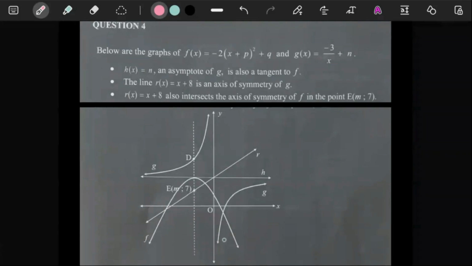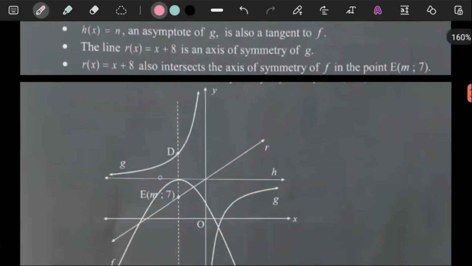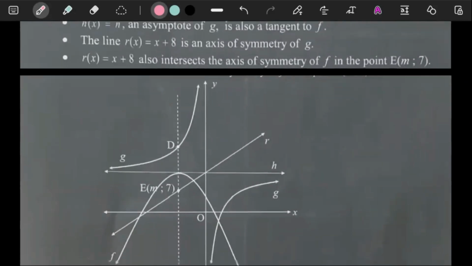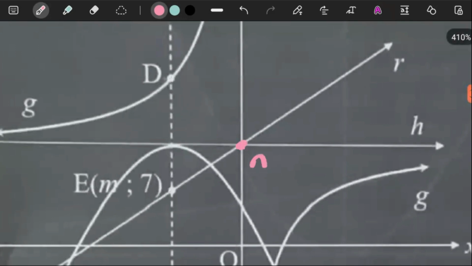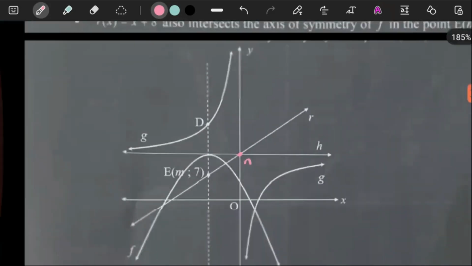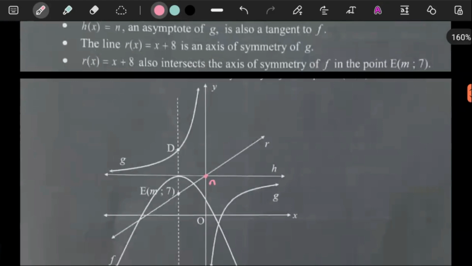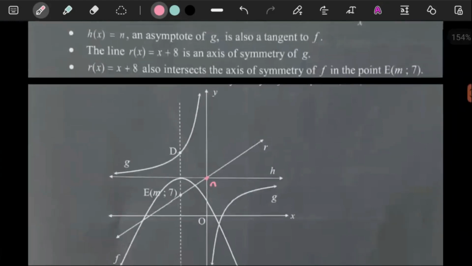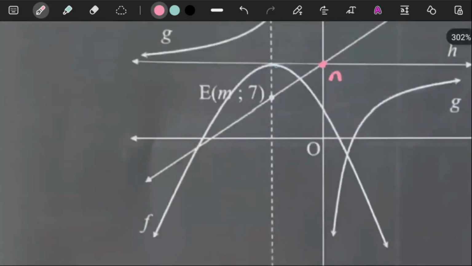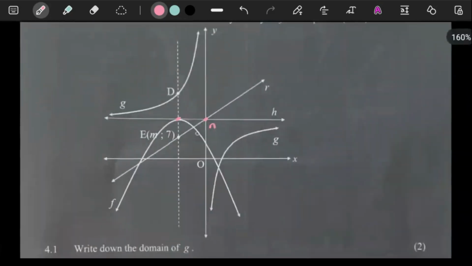Where is f now? Tangent to f. Oh, no. This is the line h, yeah, because it passes the y-axis. So the y value here is n, for future reference. And then it says the line is also a tangent to f. Yes, that makes sense now. So if this point is the turning point and they say the y value is 7, it means that n would also be 7.